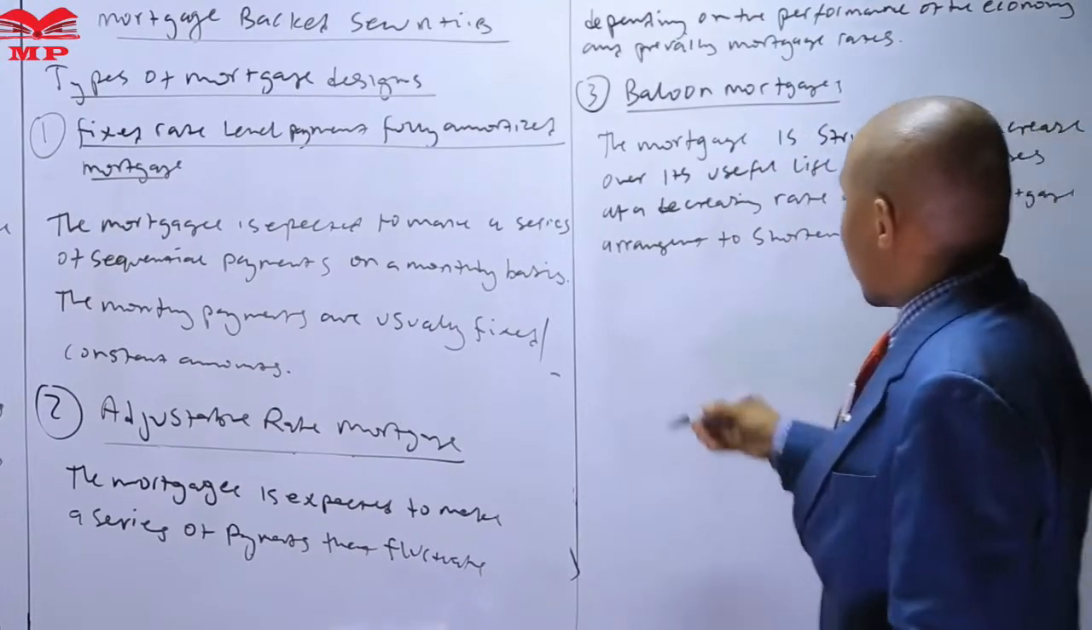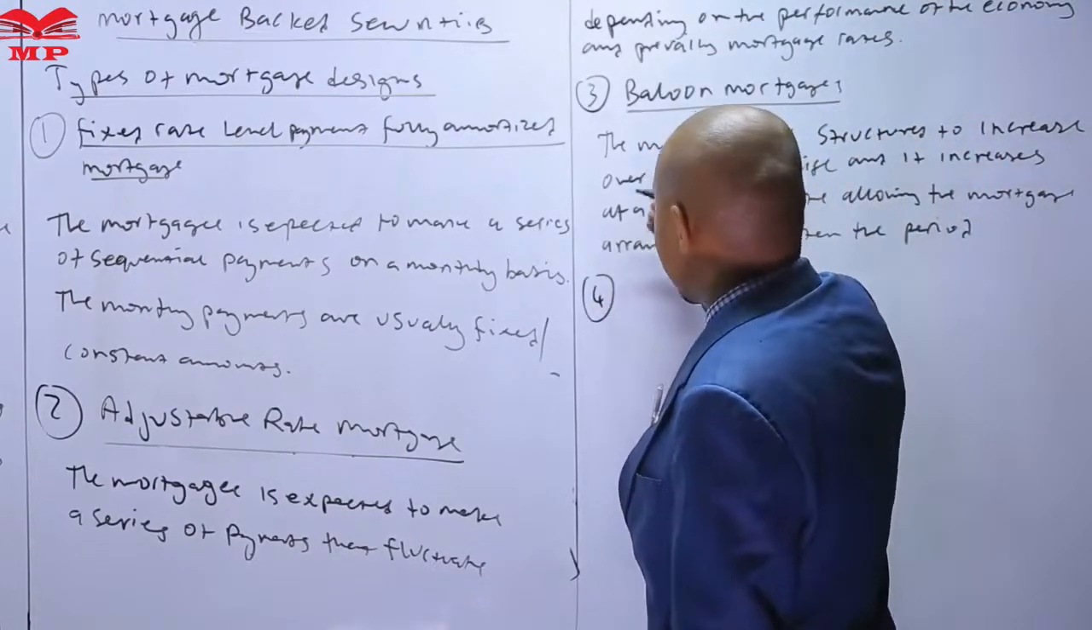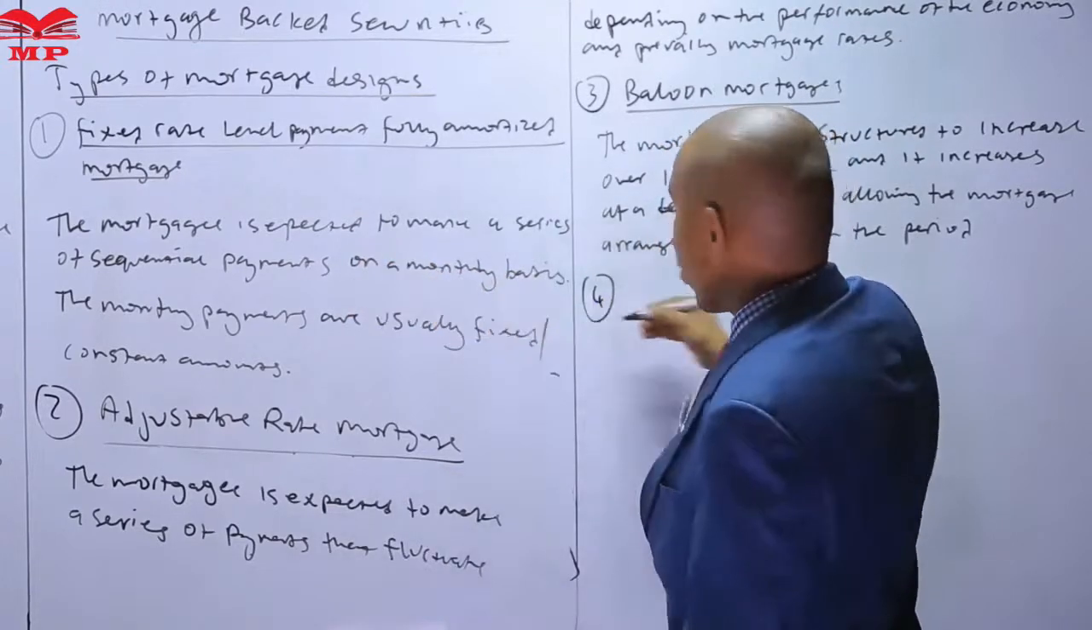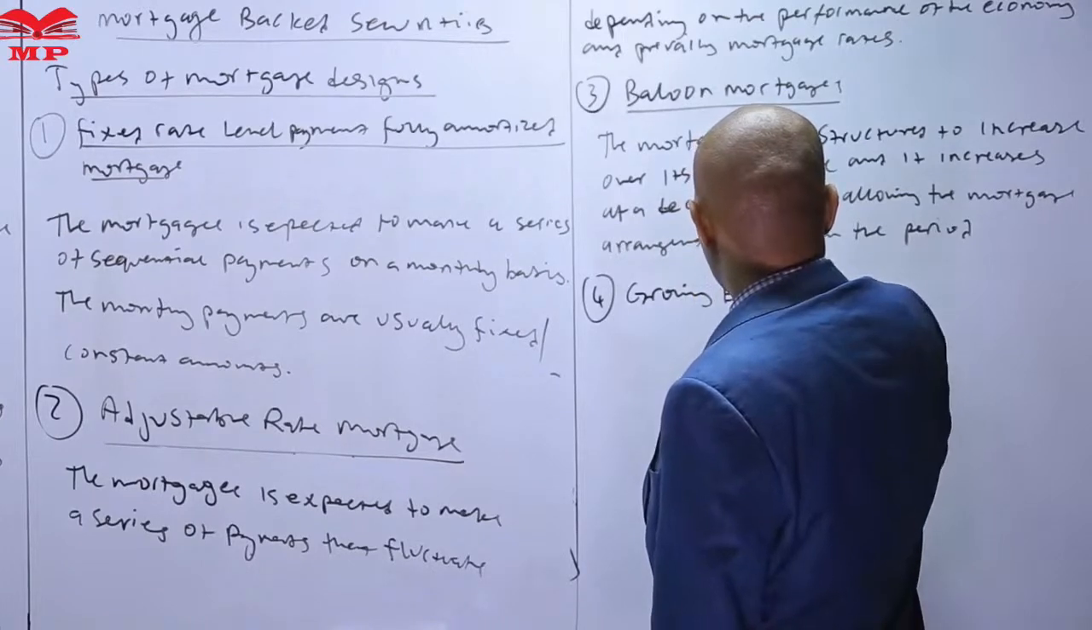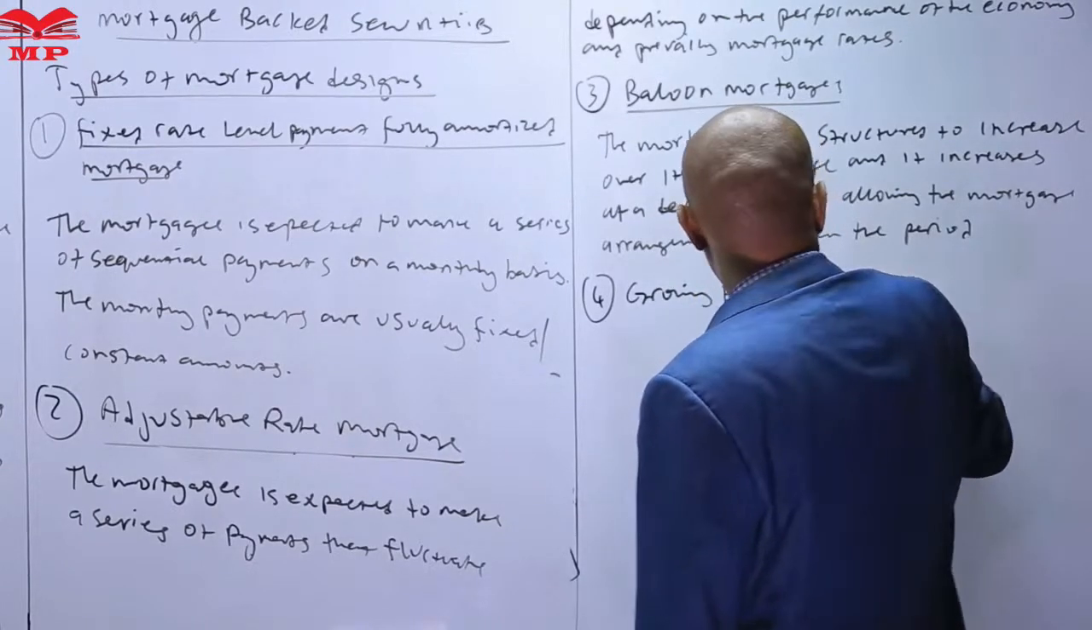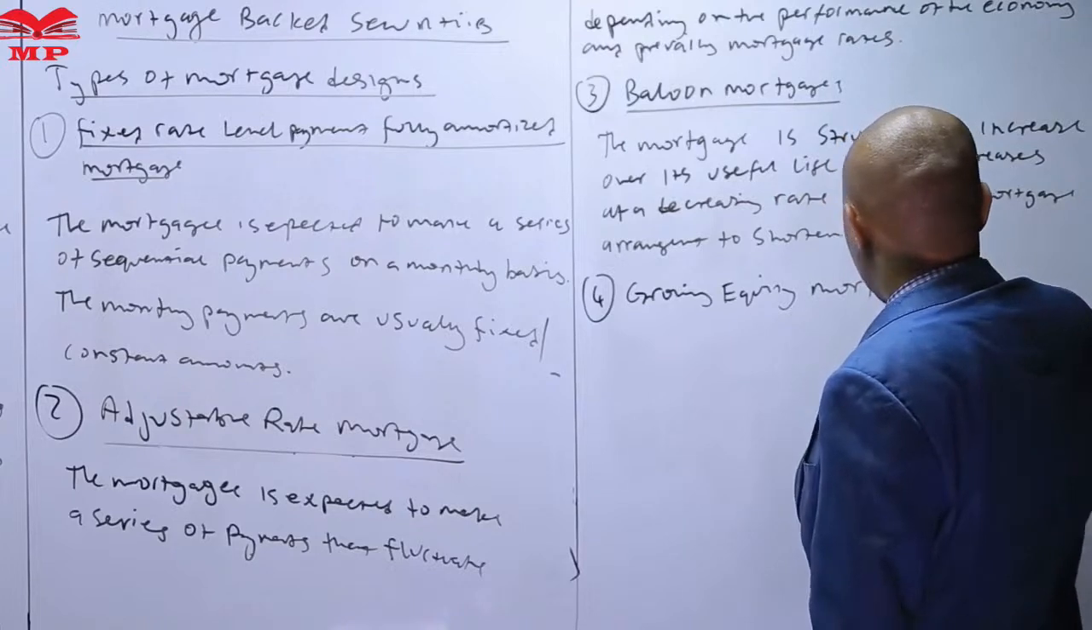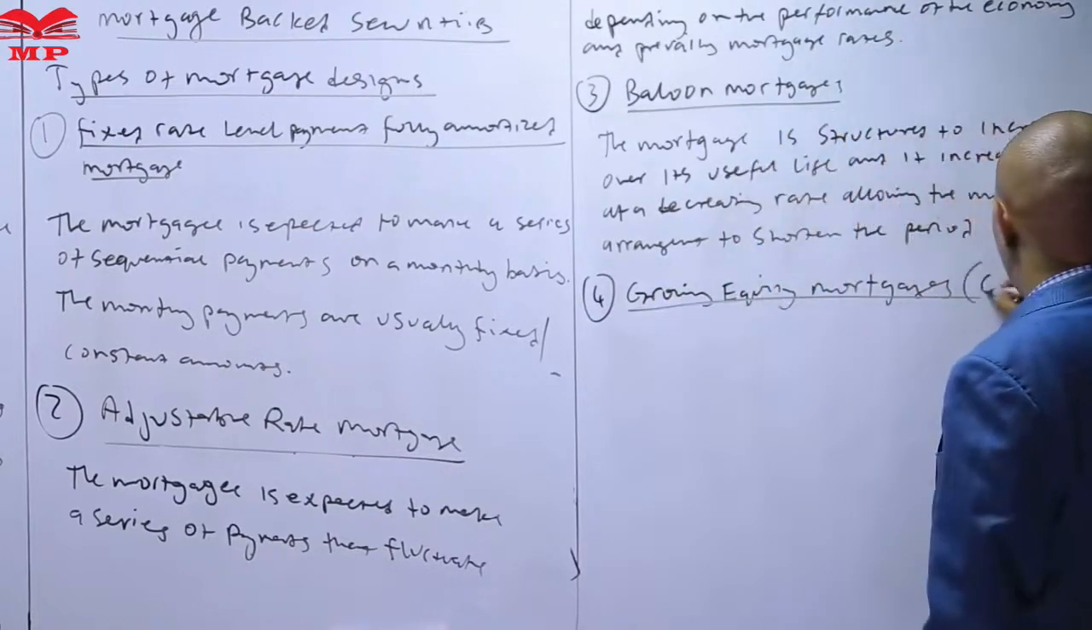Now that is it for balloon mortgages. Number 4, the last one, is growing equity mortgages. Growing equity mortgages, GEMS.